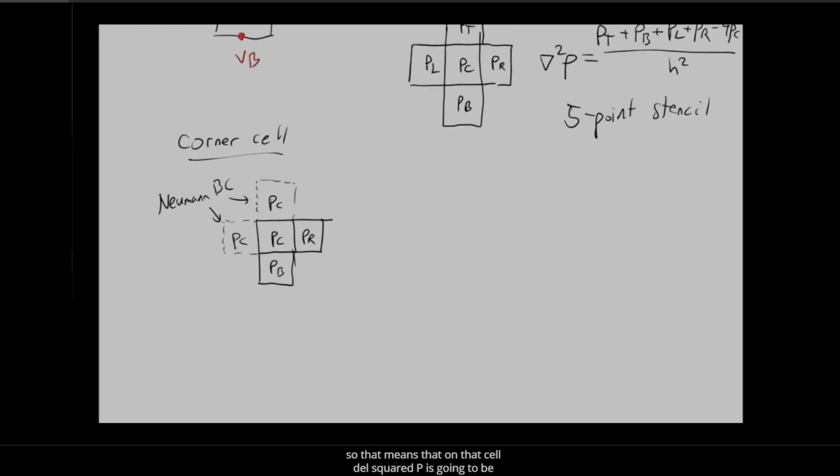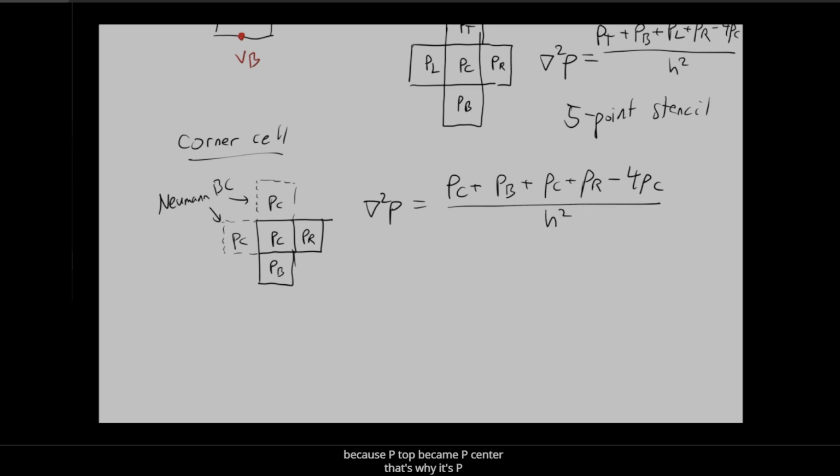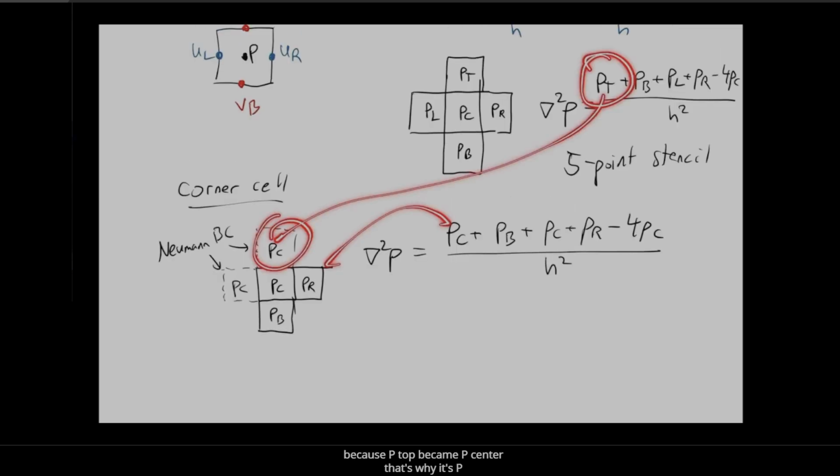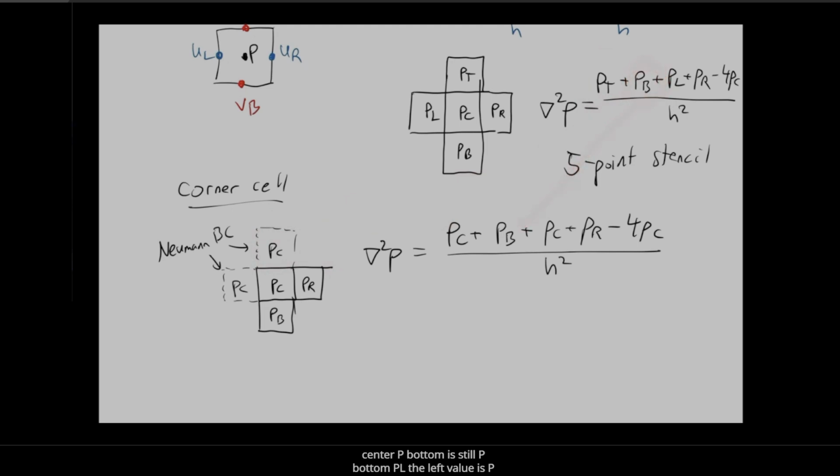And so that means that on that cell, del squared P is going to be equal to P center plus P bottom plus P center plus PR minus 4 P center, divided by h squared. Because P top became P center, that's why it's P center. P bottom is still P bottom. PL, the left value, is P center, and the right value is PR. The rest stays the same. All we did was just copy over the pressure. That ensures that across this wall, dP/dx is 0, and here dP/dy is 0. So that's how you put in the boundary condition.